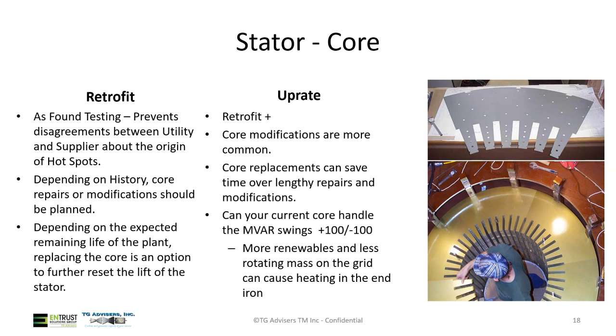Another thing to consider when doing an uprate is, can your current core handle the VAR swings that you see daily? More and more, with more renewables on the grid and less rotating mass, large fossil plants are becoming less prevalent, and you're losing a lot of stability in the grid. So the remaining plants have to take more of that VAR load that would have been shared among more of that rotating equipment.